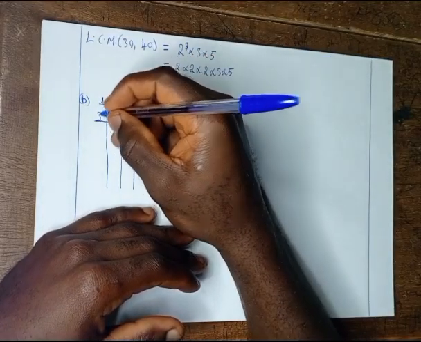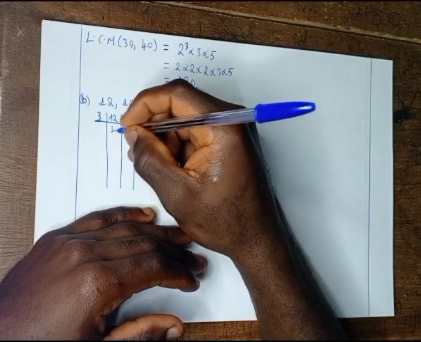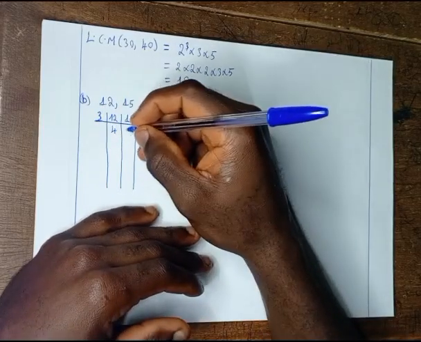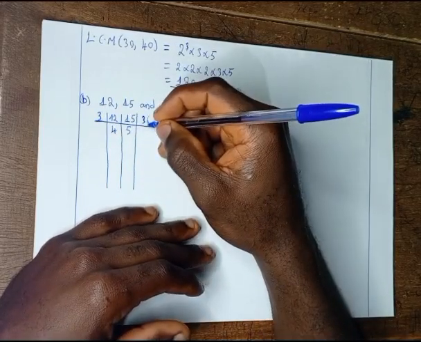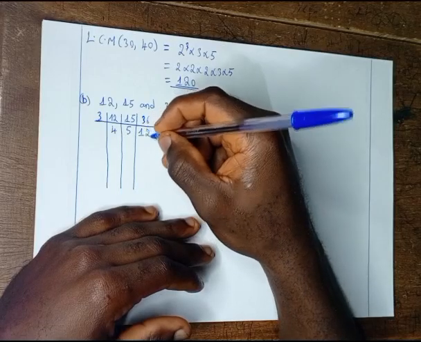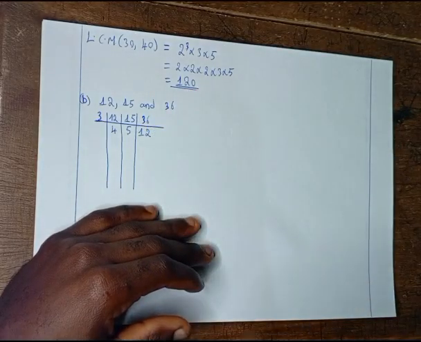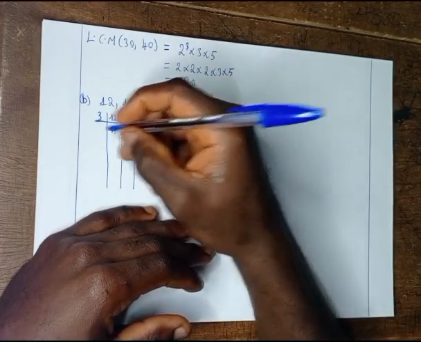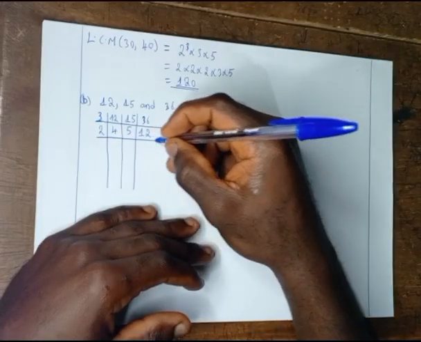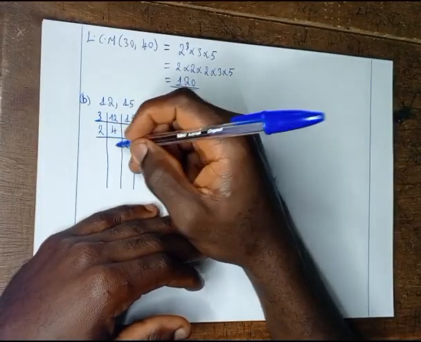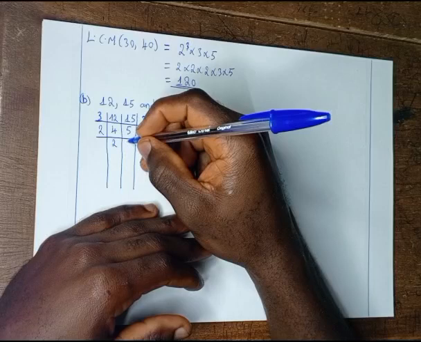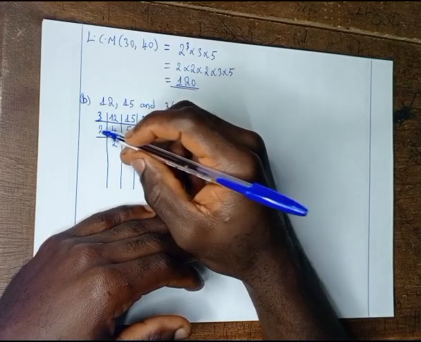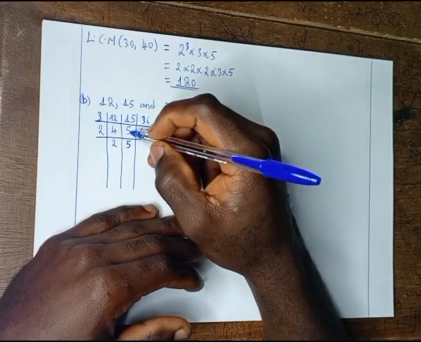We can use 3. 12 divided by 3 gives us 4. 15 divided by 3 gives us 5. 36 divided by 3 gives us 12. Next, we can make use of the prime factor 2. We know 4 divided by 2 gives us 2. We are going to bring down 5 because 2 is not a prime factor of 5.